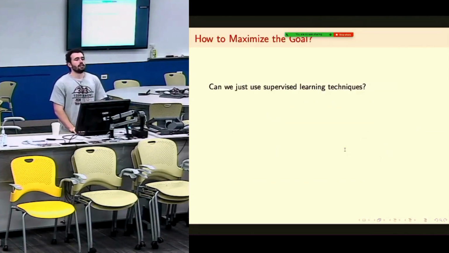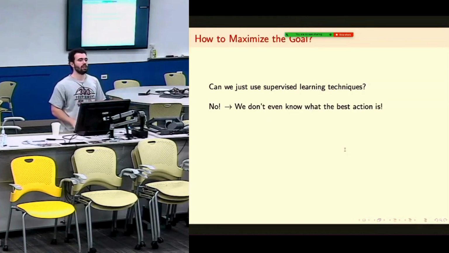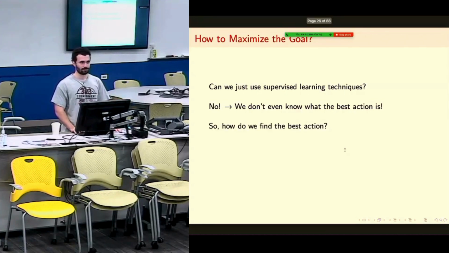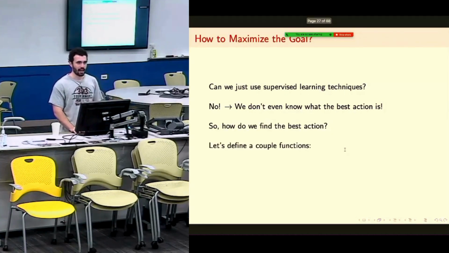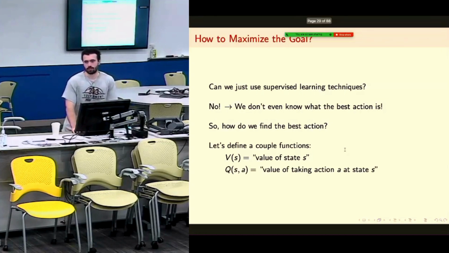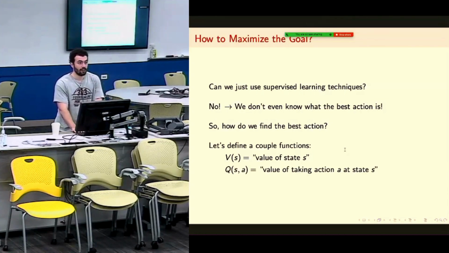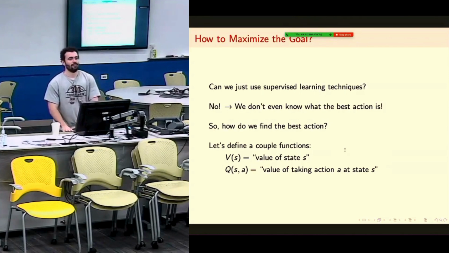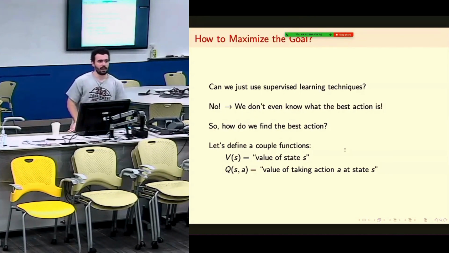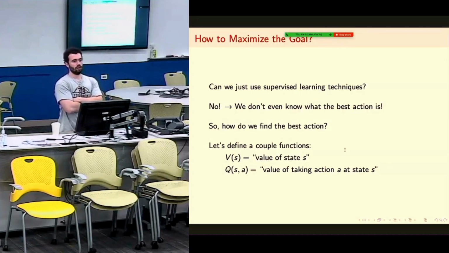Another question is, can't we just use supervised learning techniques to maximize this goal, where we have some kind of input and output? Well, we saw no, because we don't even know what the correct output should be. We have no idea what the best action is at every given point. We just know, after you've taken the action, whether it was a good thing to do or not. So how do you actually find the best action? For this, we're going to need to define a couple of very, very important functions. They're called the value function, V of s, and the Q function, Q of s comma a.